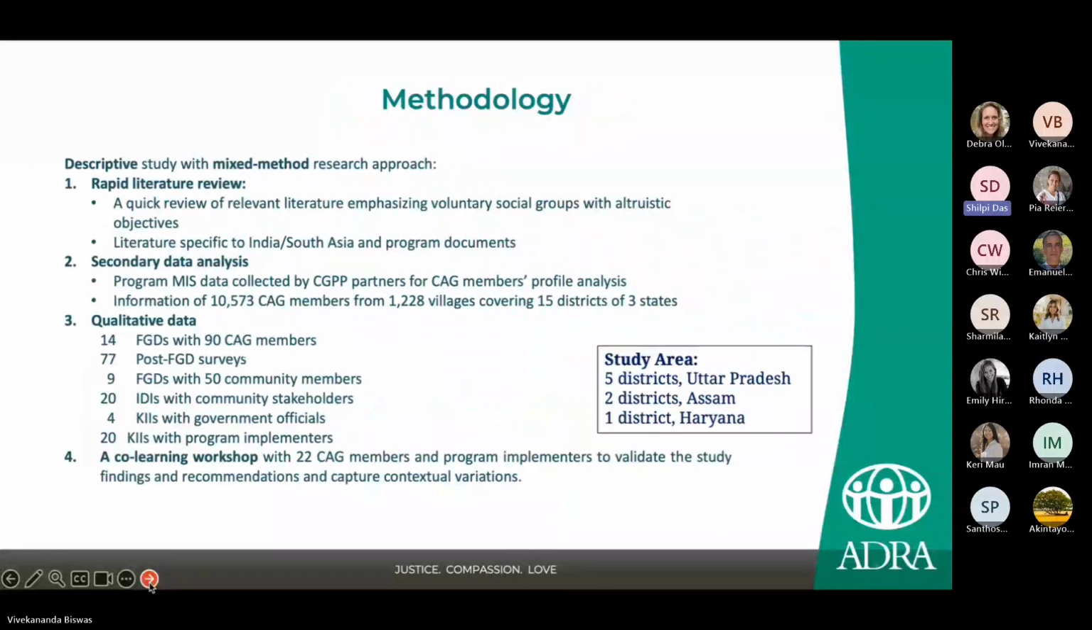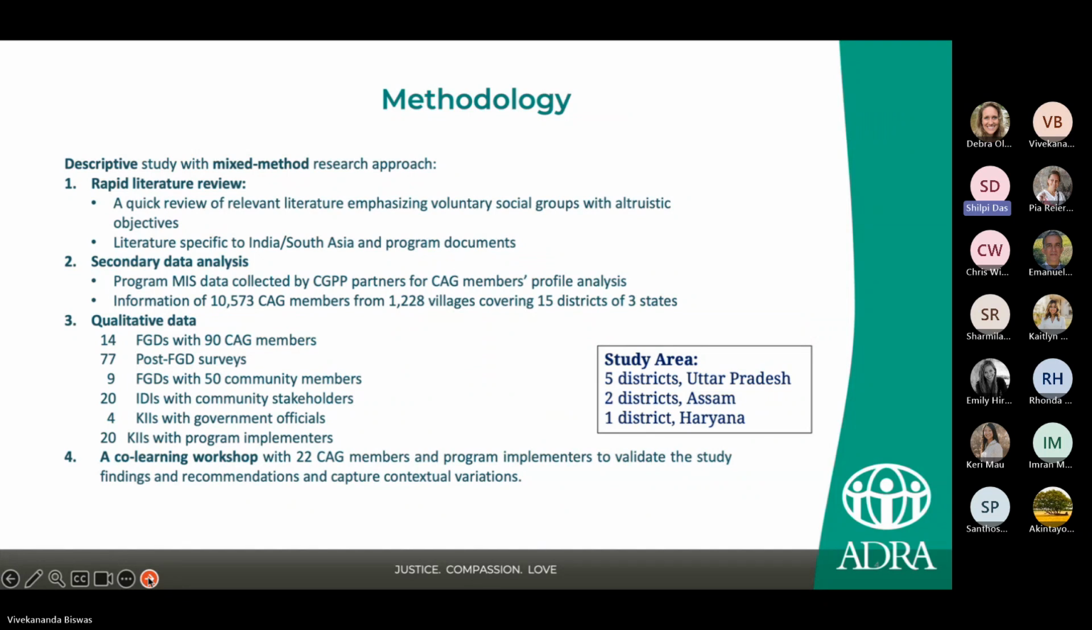So the methodology: given the scope and objective of the study, a descriptive study design was adopted to achieve the research objective. The study used a cross-sectional mixed-method research design that enabled it to comprehensively understand and document the journey of the CAG.